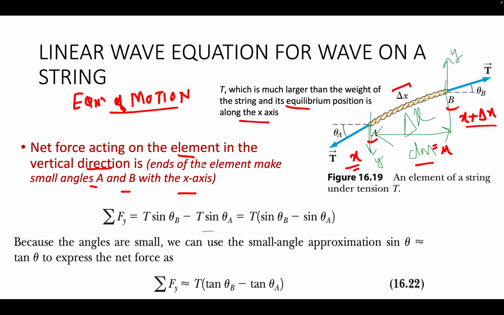We are trying to find the force on these points. So the net vertical force, or the summation of all the vertical forces, is equal to tension multiplied by sine theta B, because this is the vertical component for point A, and the vertical component for point B, if you resolve it along the y-axis.